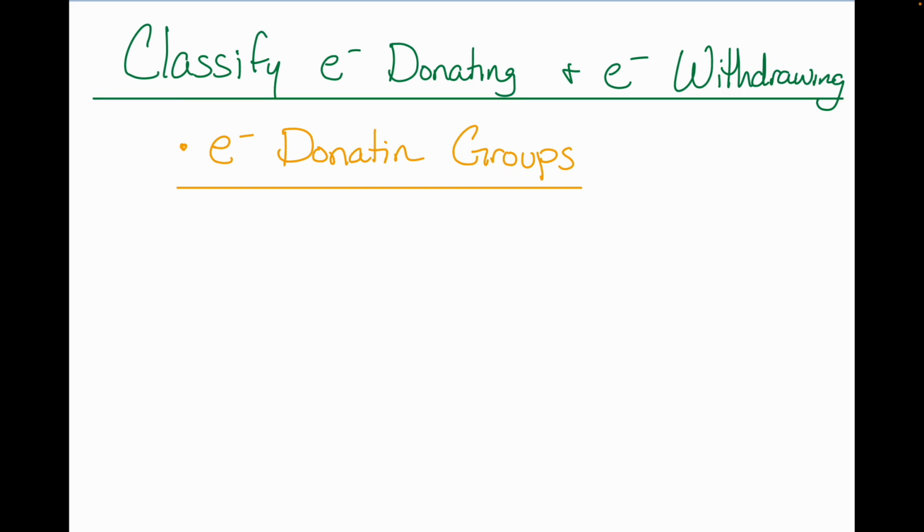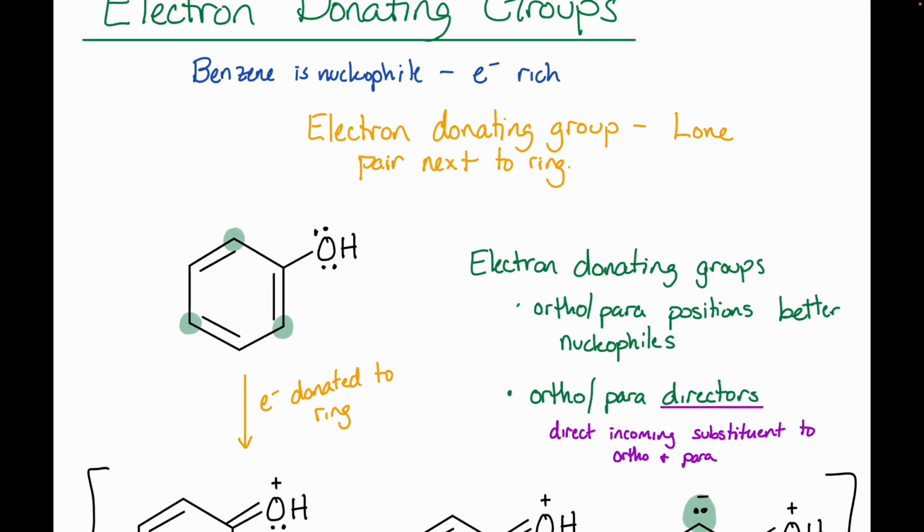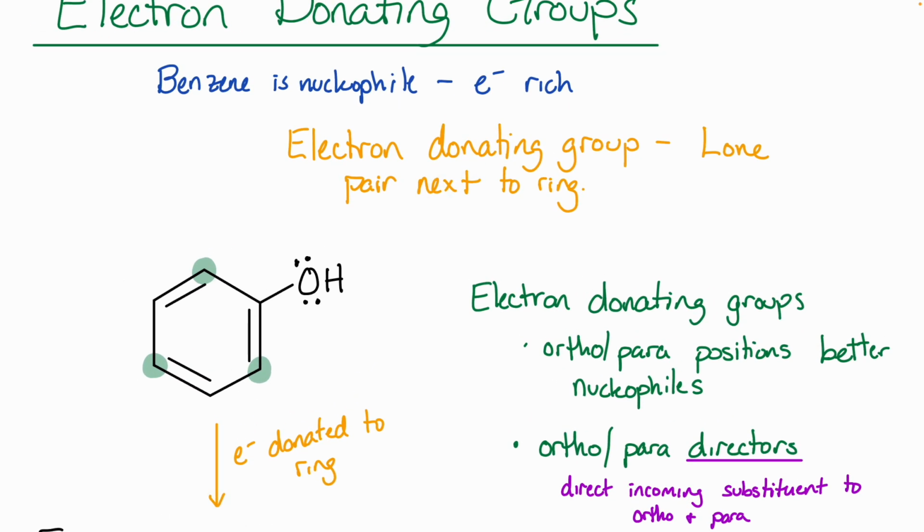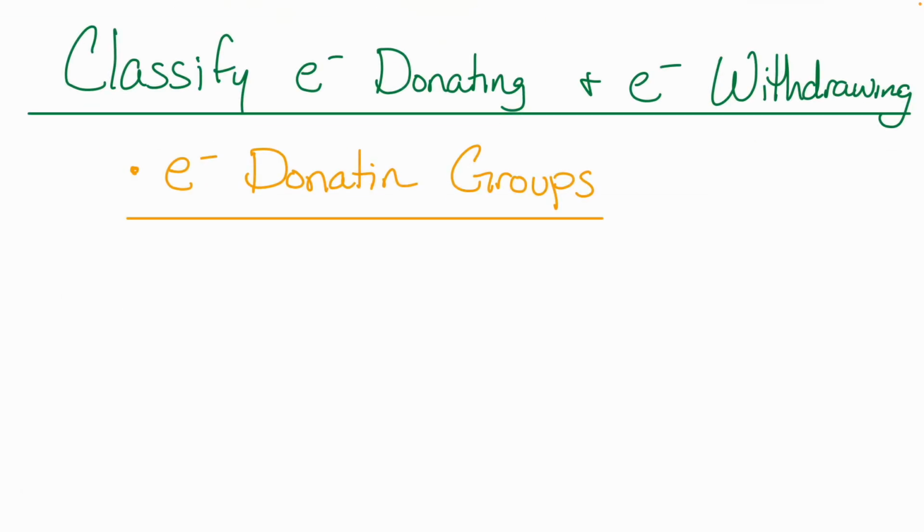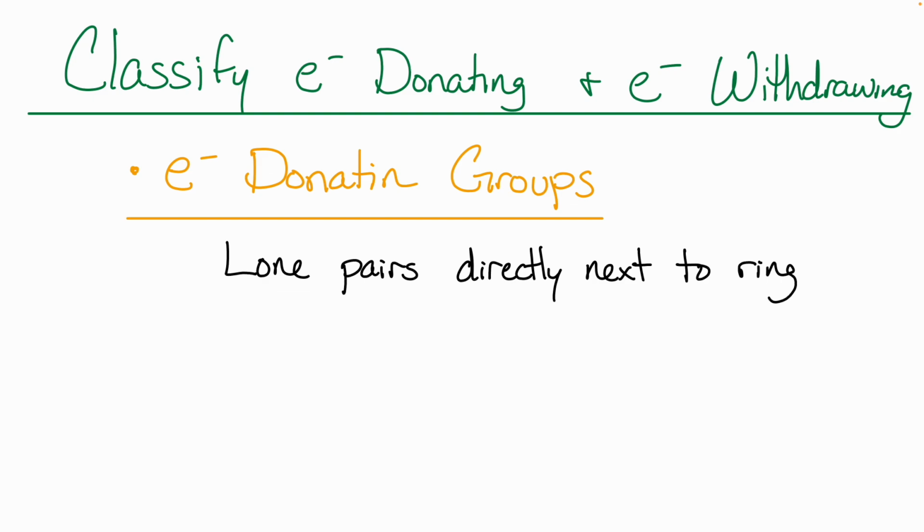All right, and that's because we already talked about this structural feature that they have. We demonstrated that with phenol here, and that is the fact that there's this lone pair of electrons that's directly next to the ring. It's right next door and can be lent to that ring. All right, so our electron donating groups have lone pairs directly next to that ring.